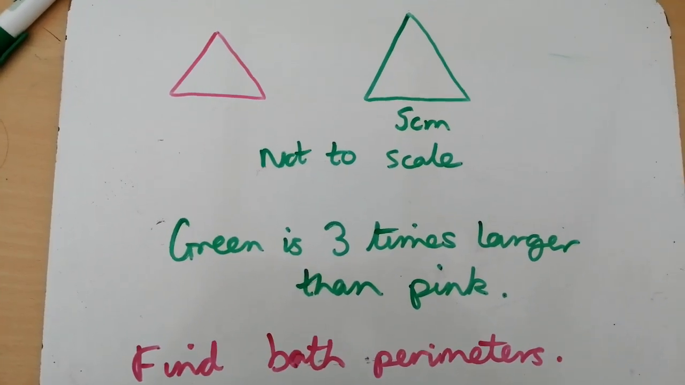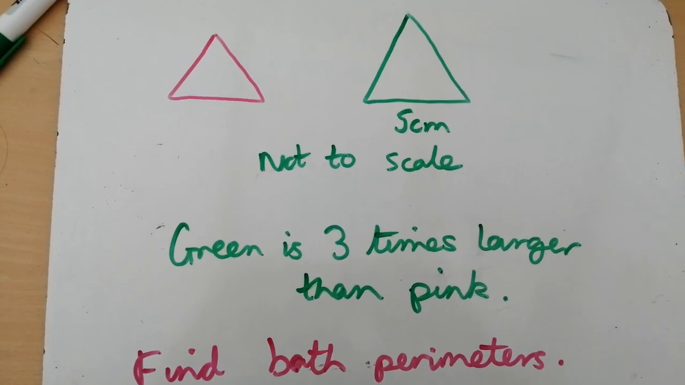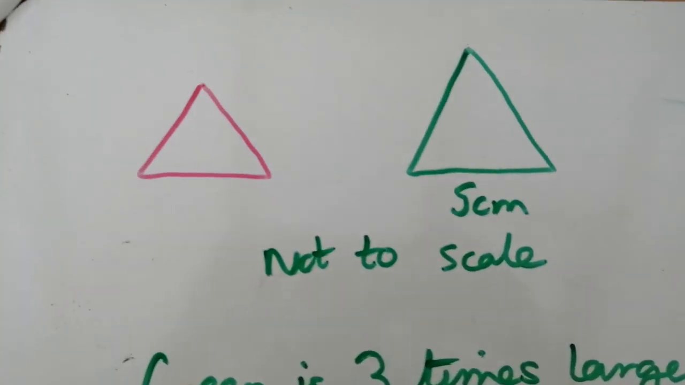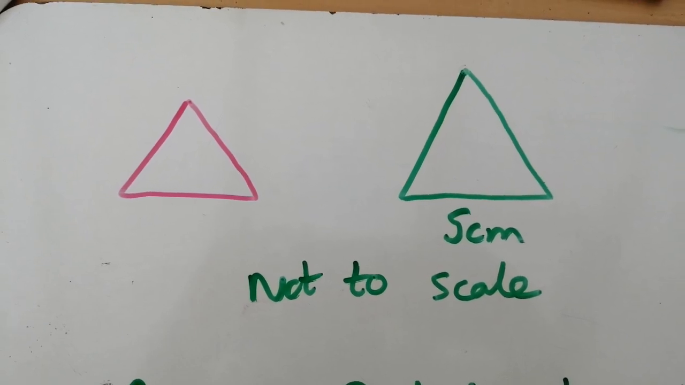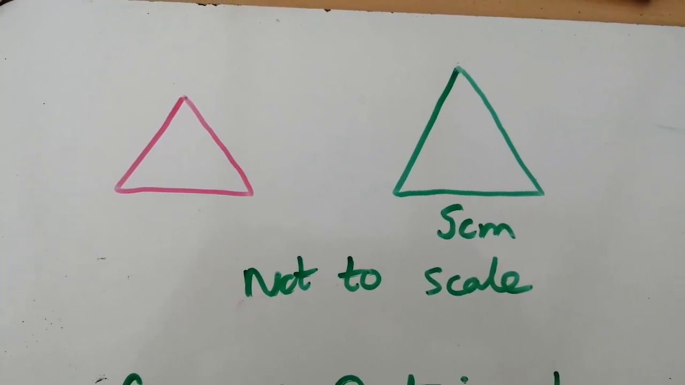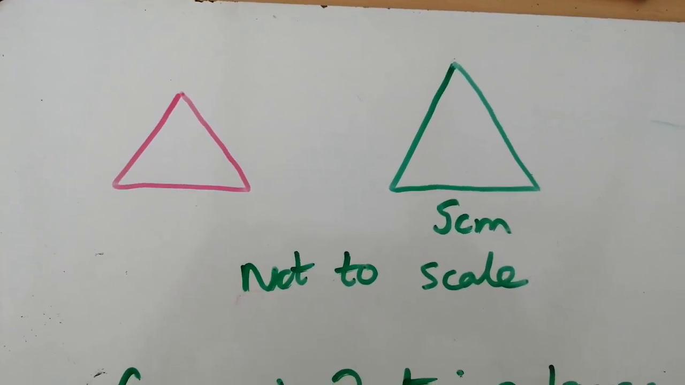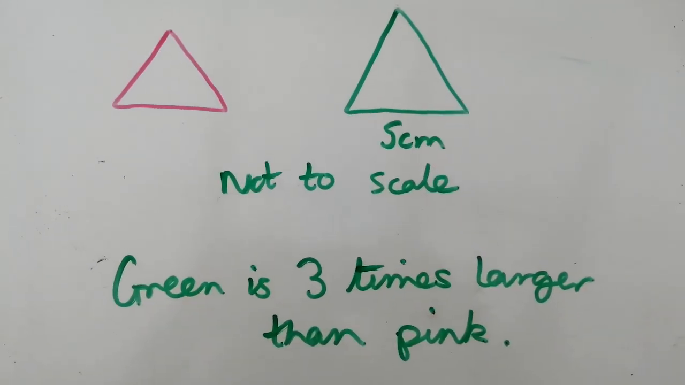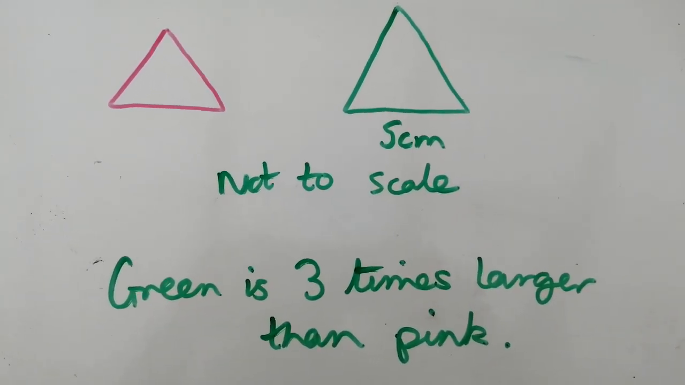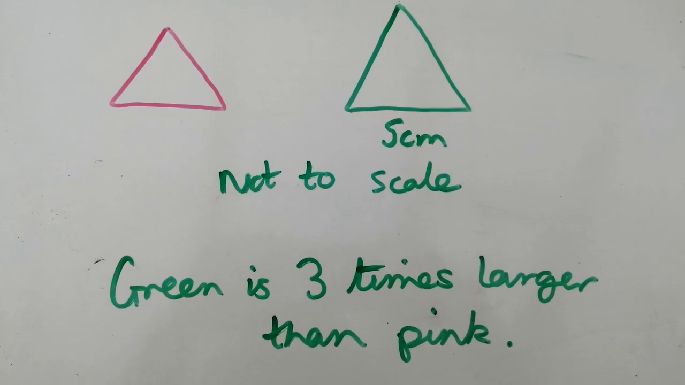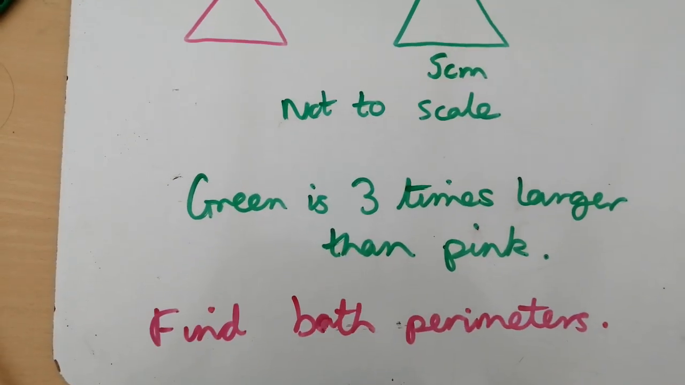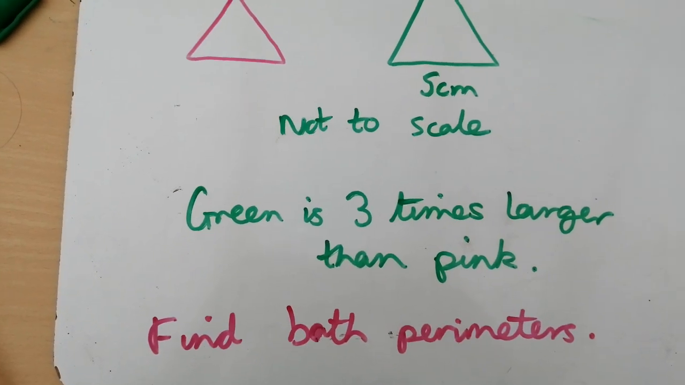Here's another question for you. There are two triangles. They're not drawn to scale. And you're told that the base, the bottom line of the green triangle is 5 centimetres. And you're also told that the green triangle is 3 times larger than the pink triangle. Can you find both perimeters?